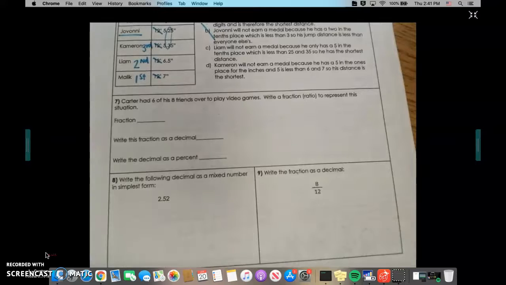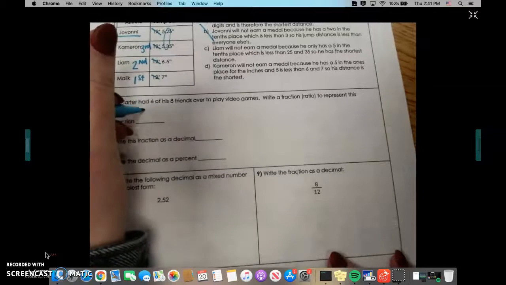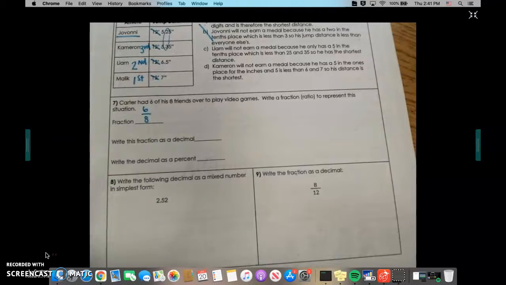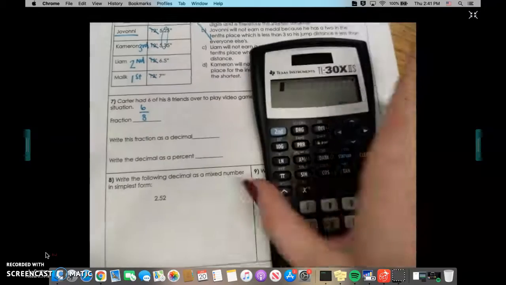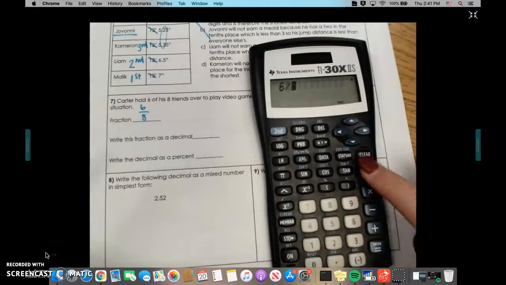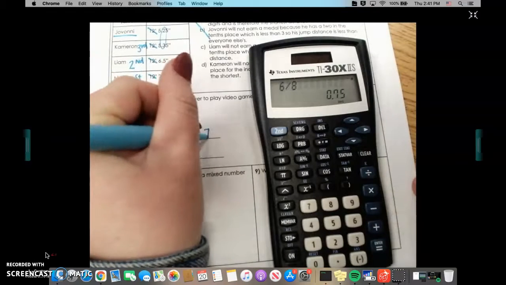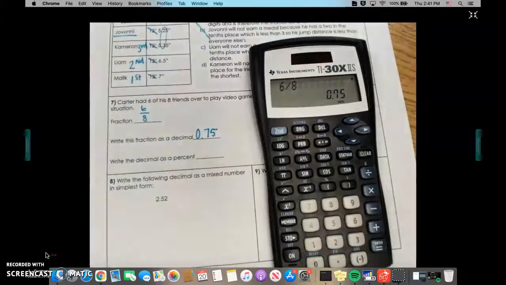Number 7, it says Carter has 6 of his 8 friends over to play a video game. Write a fraction to represent his situation. 6 of his 8, I would put 6 as the numerator, 8 as the denominator. To change that fraction to a decimal, we take out our calculator and divide the numerator by the denominator, 6 divided by 8, and we would get 75 hundredths.